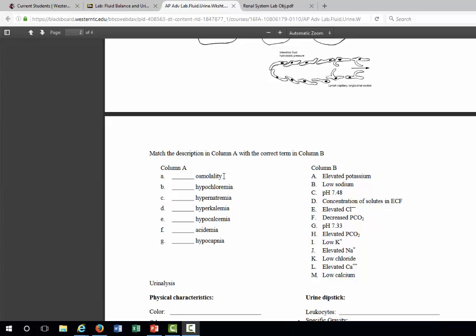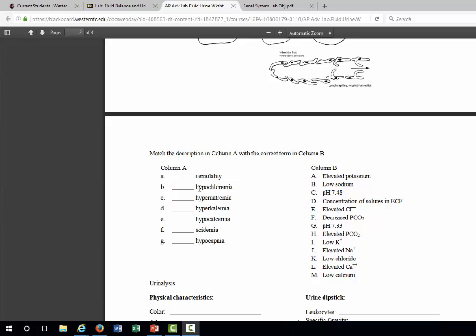285 to 300 is in the third small paragraph, or third sentence, kind of out by itself. 285 to 300 milliosmoles per kilogram. You do need to know that for the lab exam, so be sure that you have that written down or highlighted at least. Hypochloremia, what's the ion we're talking about here?